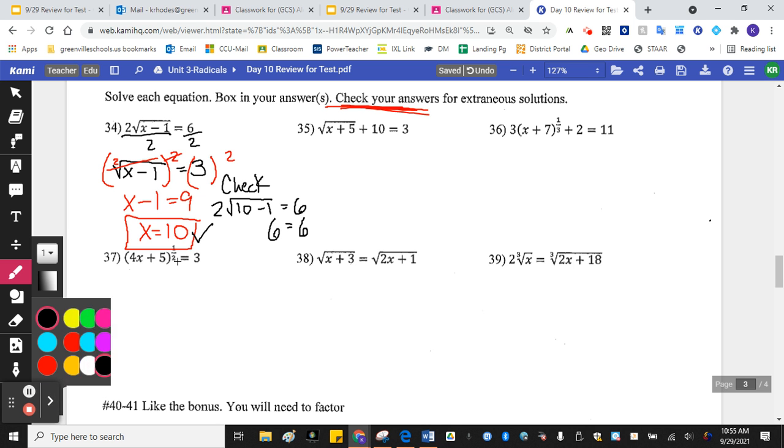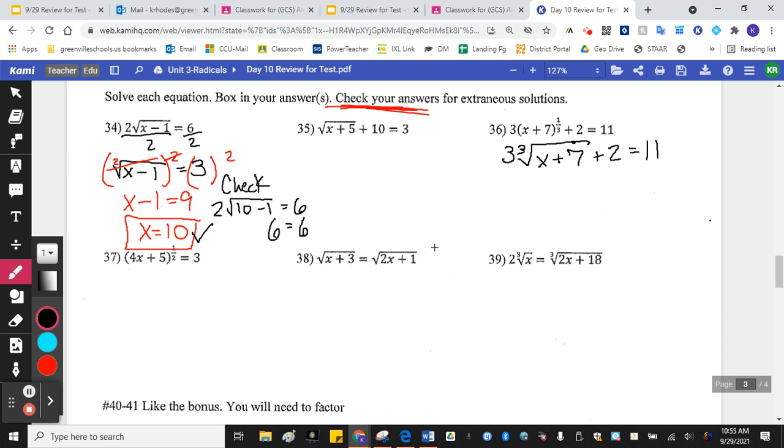I want you to try it. All right, on 36, first thing you want to do is rewrite it as a radical equation. Because what radical is 1/3? Cube root. Yeah, the bottom is your root. The cube root of x plus 7 plus 2. You have to get the cube root by itself. This is going to be on the test. We will divide by 3, but you want to get rid of the 2 first. So everything that's going to be on the test is this packet.